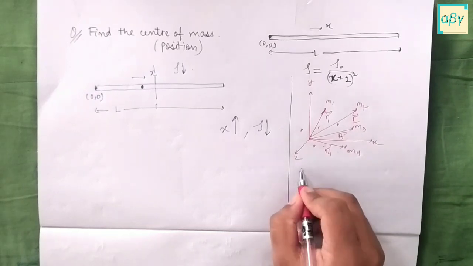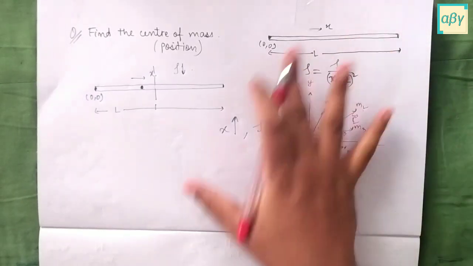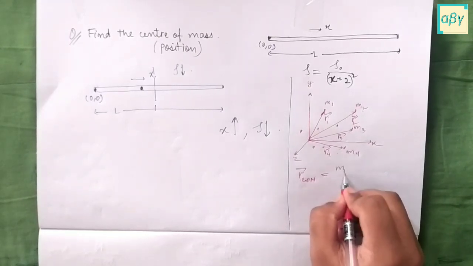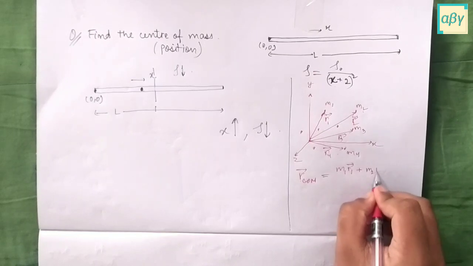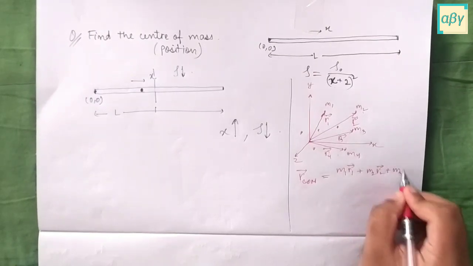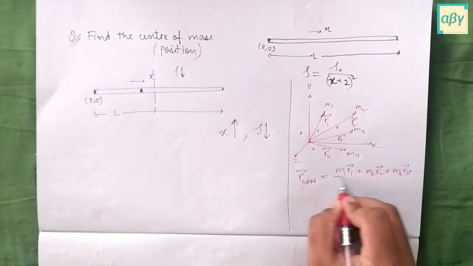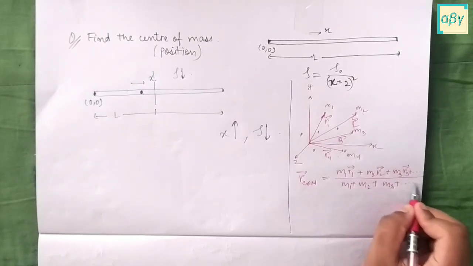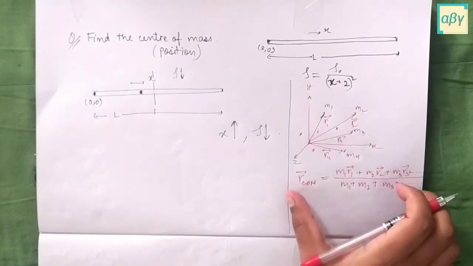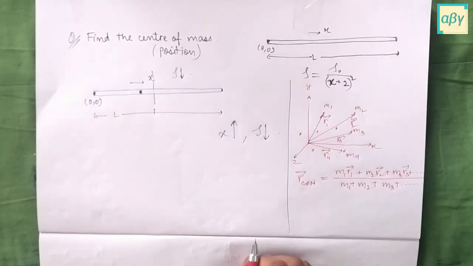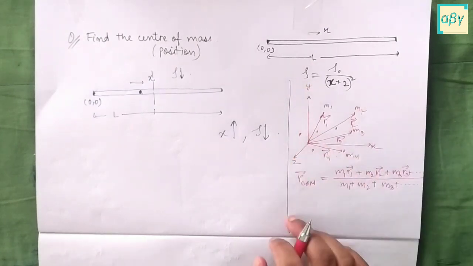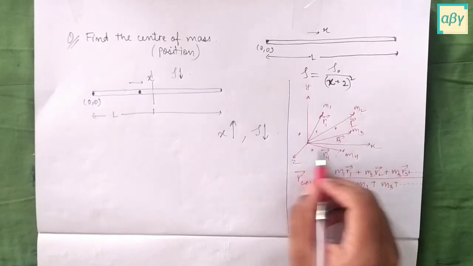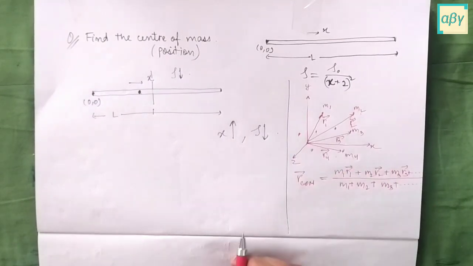Then in that case, the position vector of the center of mass of this point mass system will be given by (m1 r1 vector + m2 r2 vector + m3 r3 vector + ...) divided by (m1 + m2 + m3 + ...). So in this way we can find out the center of mass of this point mass system with respect to this coordinate system. Always remember, for finding out the center of mass, we always require to define a coordinate system.